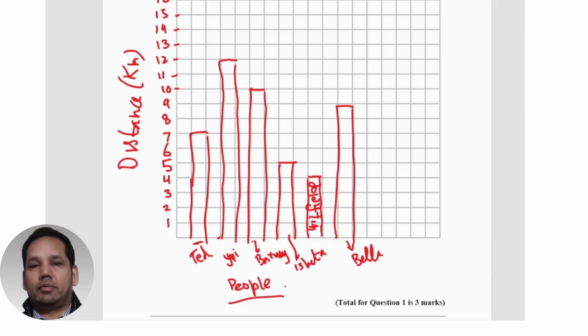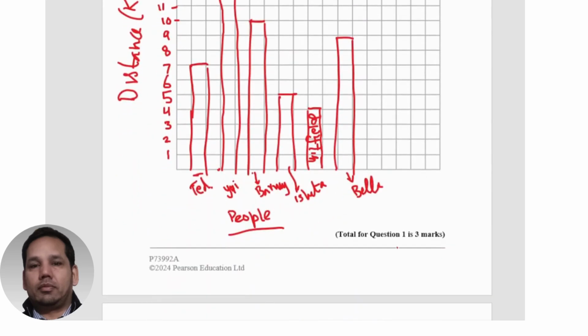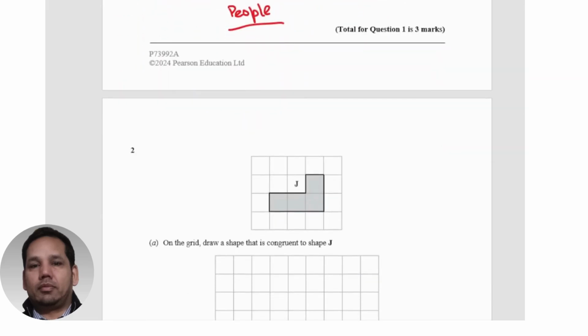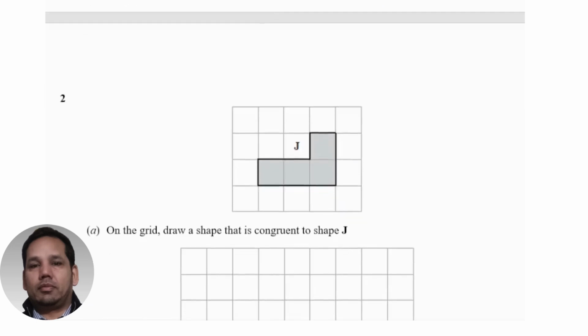If you write down the x-axis and y-axis labels, and draw the bar chart accurately, you can easily get 3 simple marks. So this is a really simple and easy question actually. This is a 3 mark question. Let's see our next question.